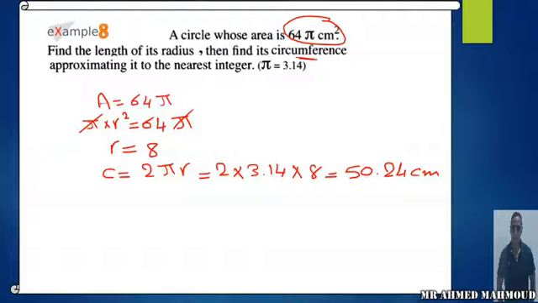Okay, let's take the next one. Oh, now I need to approximate to the nearest integer. To the nearest integer, okay. Then by looking to the next one, 2 here is weak, then I will write 50 like this and ignore the numbers to the right of the point. Okay, the next example.